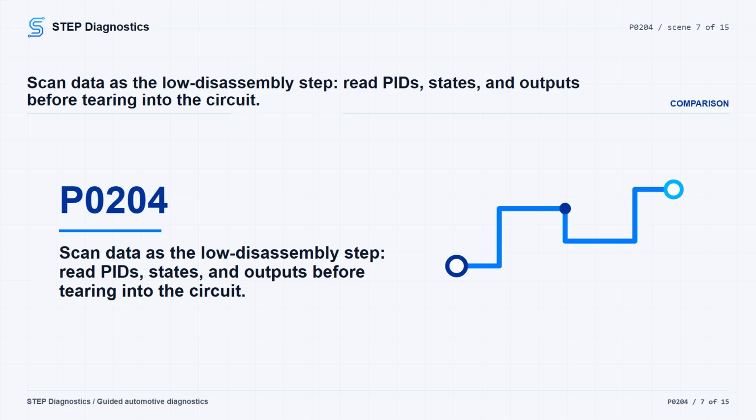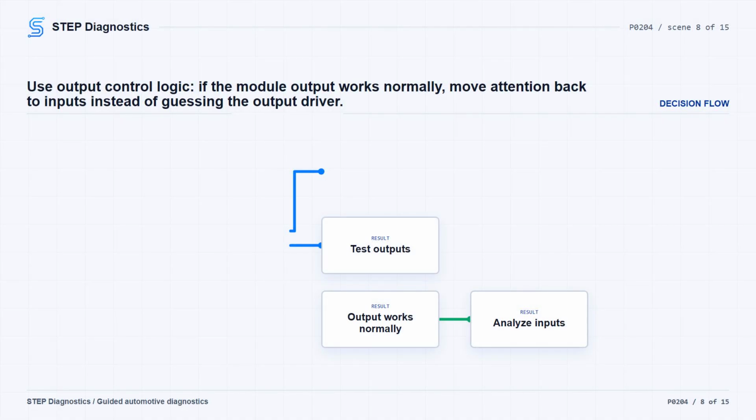If a DTC is already giving you the proper starting point, resolve that fault first before moving deeper into functional testing. Then test the inputs, both hardwired and networked, and test the outputs. Also check for module software updates. If you use output state control and the module output works normally, that pushes the diagnostic direction back toward the inputs instead of assuming the output driver is the problem.